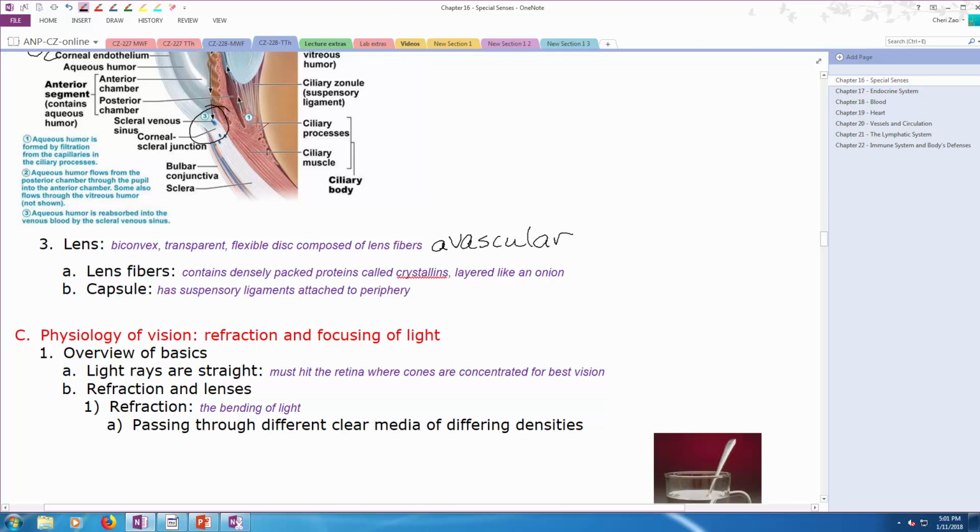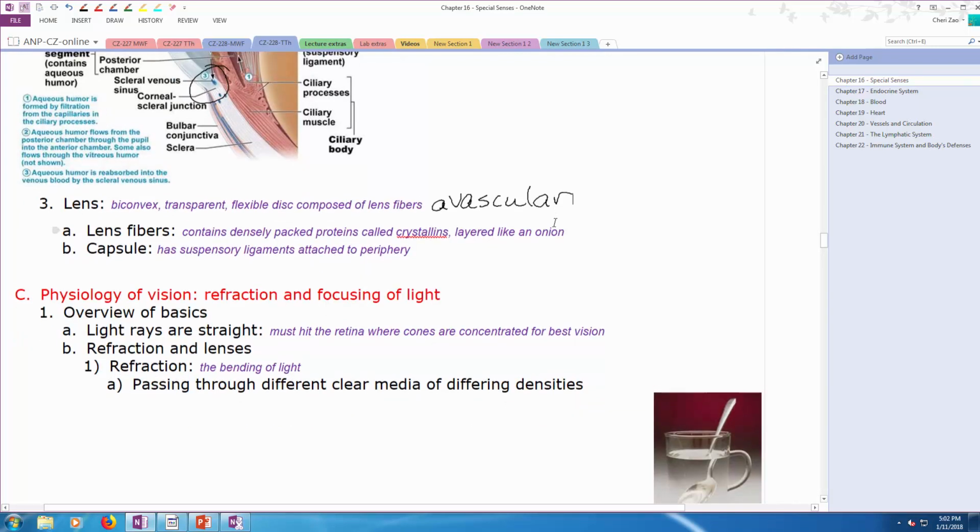The bulk of the lens are lens fibers, which are densely packed proteins called crystallins. So crystallins and lens fibers are the same thing. That's the name of the proteins. And they're layered in that lens like an onion. Some of you actually did cut your lens in half and could appreciate some of that layering associated with the very firm ones. You could not do that with the frozen ones that were thawed out because they just started to splat in your fingers like a bug against a windshield.